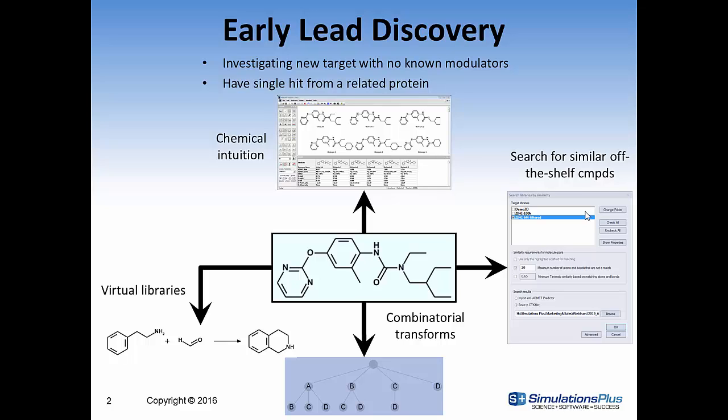Now, in this particular example, I'm going to just generate a virtual library from an arbitrary example of a Pictet-Spengler reaction, and so it's not really related to this particular target. It's just an example of developing a virtual library.